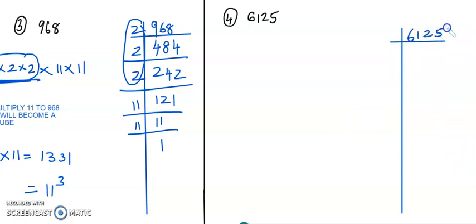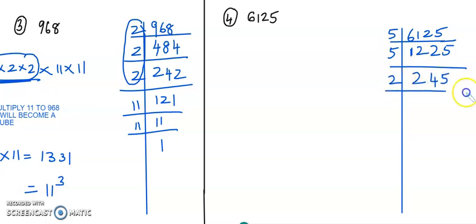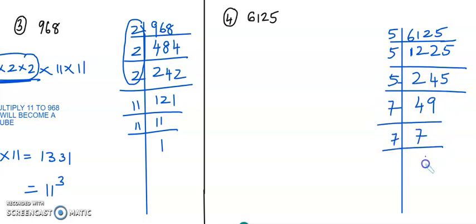6125. So 5s are 1225. 5s are 245, 5s are 49. So 7s are 7, 7, 1.